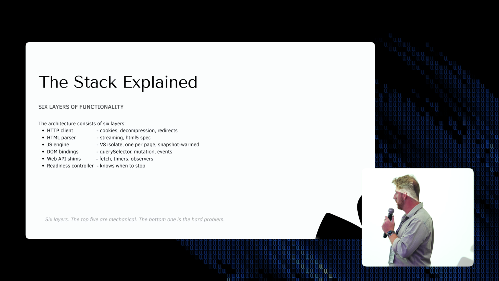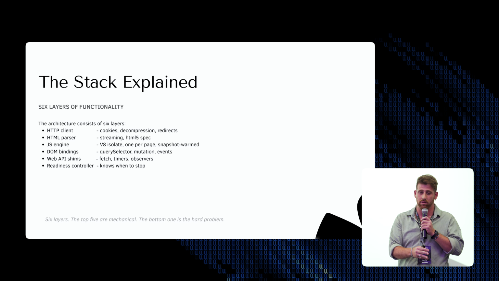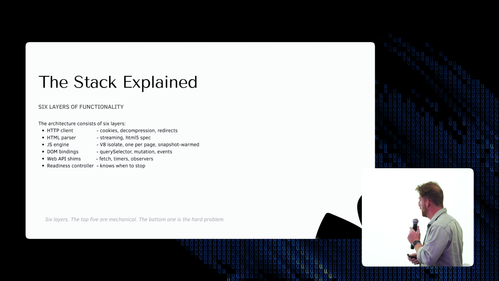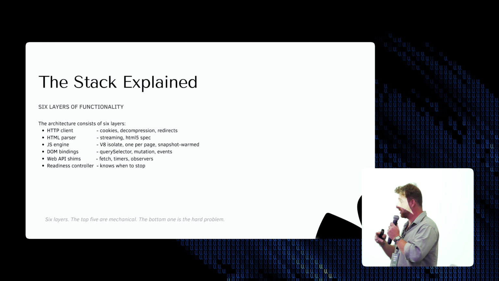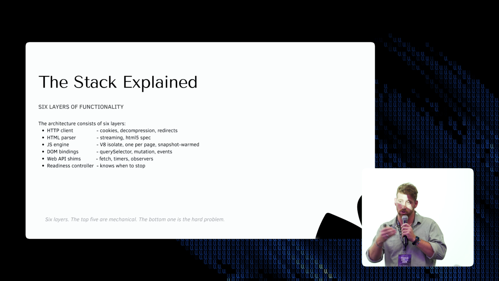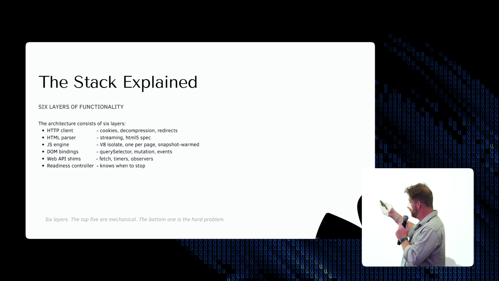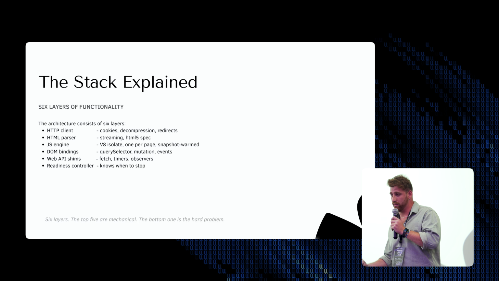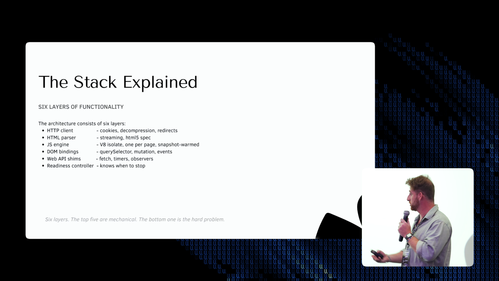You get the cookies, the compression, everything. On the other side, you have the parser, which is whatever creates the DOM for you. And you need a connection between them, which is the DOM bindings. That's what mutates your DOM. You have the JavaScript engine, the V8 isolation that we use. Just one per page. It's very isolated. There are no cold starts. And this one is what runs your JavaScript.